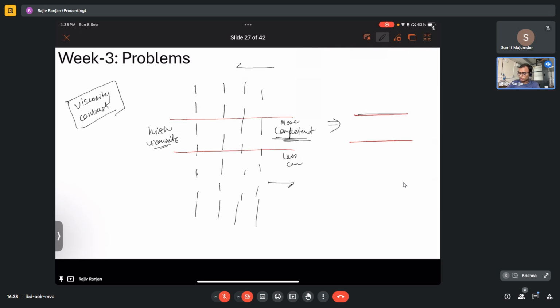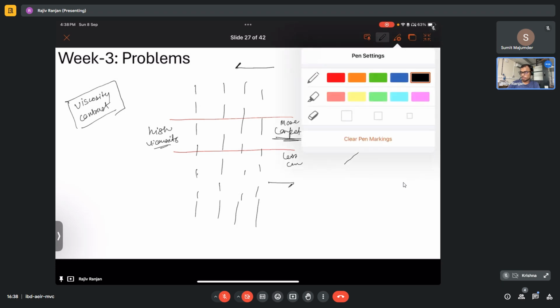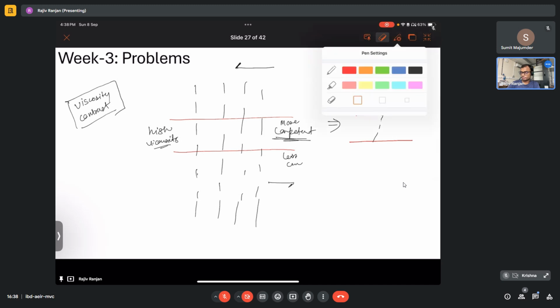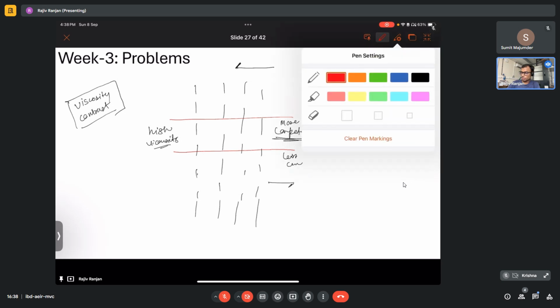Now let me draw. So if it is more, now let's try to shear this layer. So what will happen? It will deform very less, but just the opposite. Am I doing it the correct way? No, I'm not.